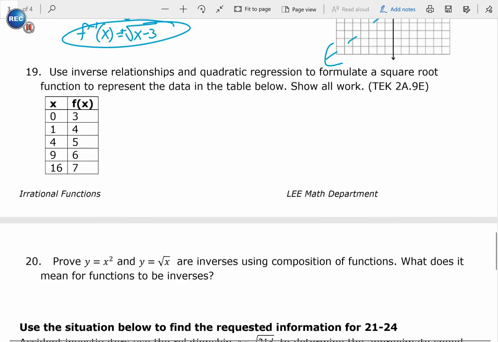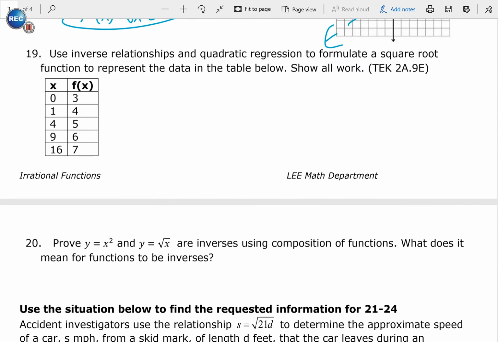Okay. Number 19. We're going to use the inverse relationships and quadratic regression to formulate a square root function to represent the data in the table below. Show all your work. So the first step, you're going to be able to use a scientific or a graphing calculator on this type of problem. Since this says use inverse relationships and quadratic regression to formulate a square root function, this is our square root function data right here.